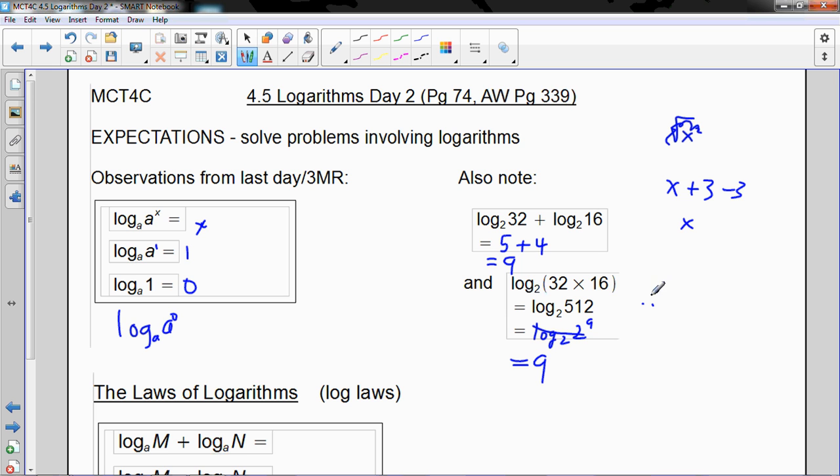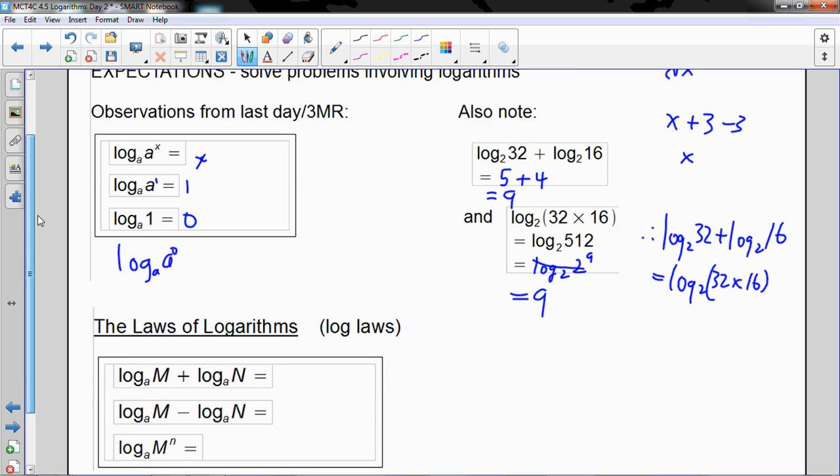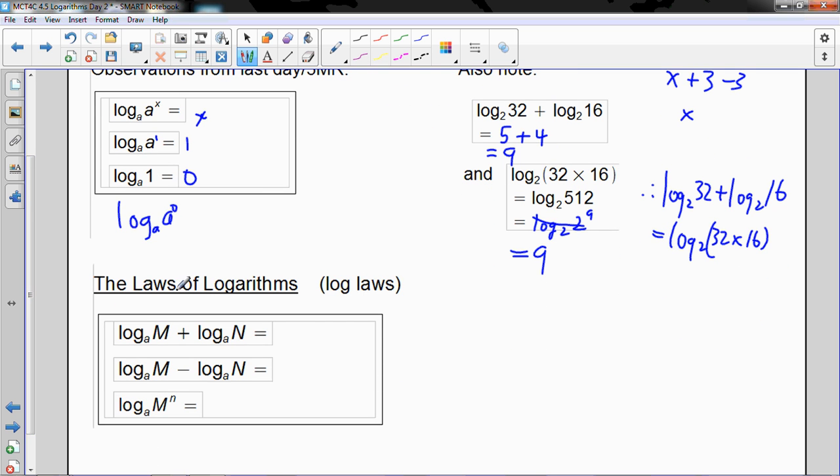So therefore, I can say the log base 2 of 32 plus the log base 2 of 16 is the log base 2 of 32 times 16. So when I have two logs and I'm adding them, I multiply the powers on the inside. This is our first of a few more, what I like to call log laws, laws of logarithms. For instance, this is the one here in general where it's base a.